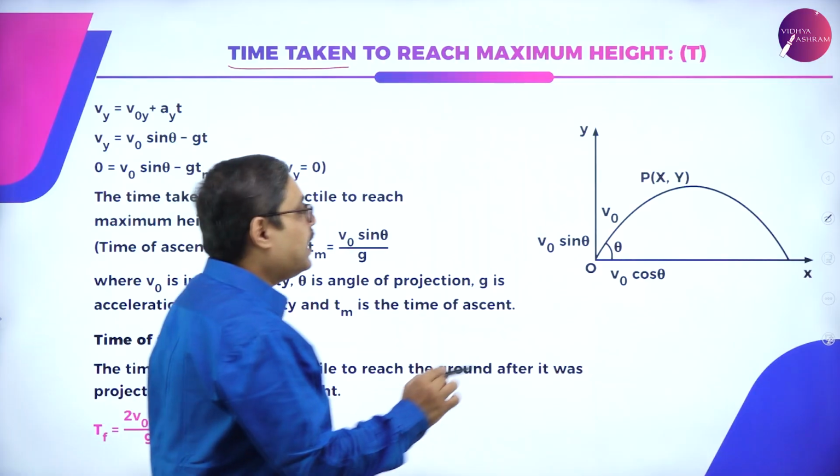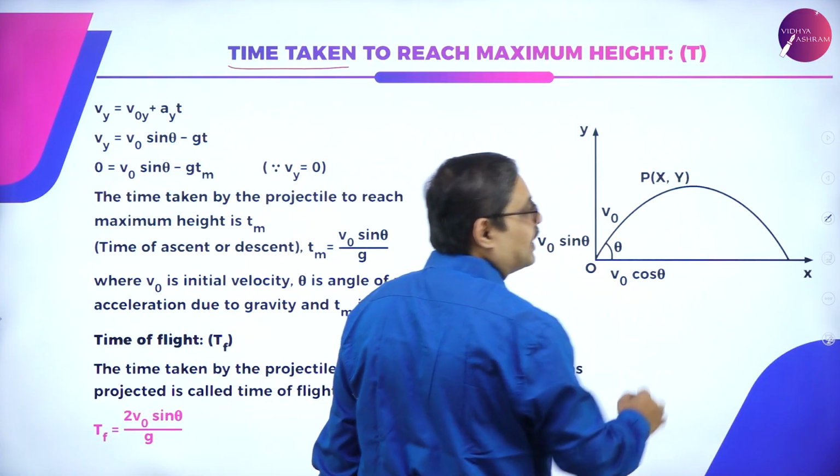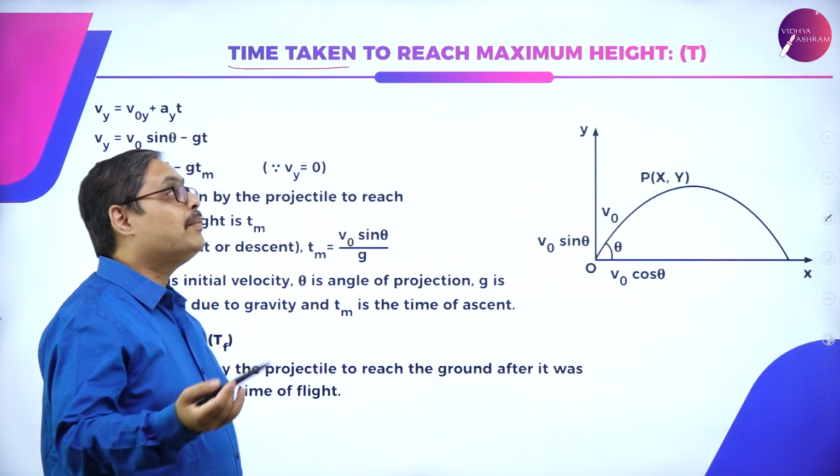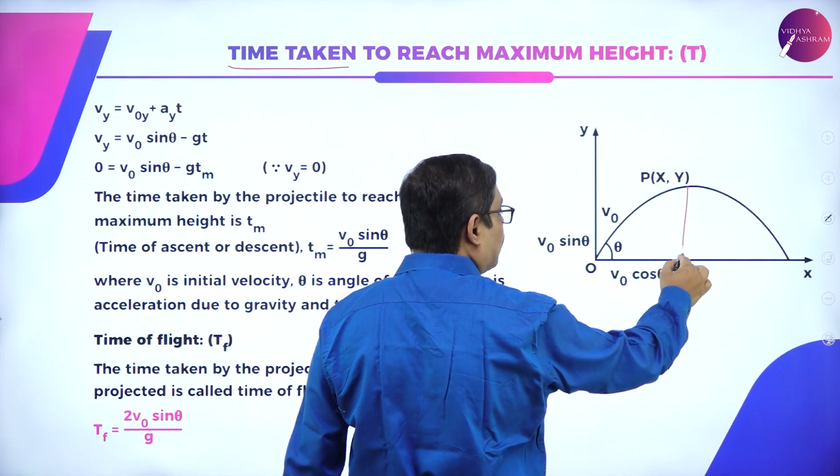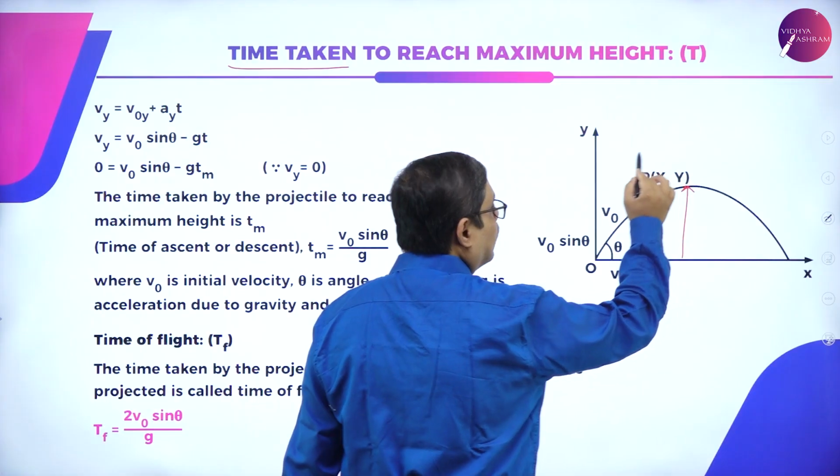Let us go ahead and check the time taken. We understood that the path followed by the trajectory is a parabola. What is the time taken to reach the maximum height? See, this is the point at which the maximum height is reached.